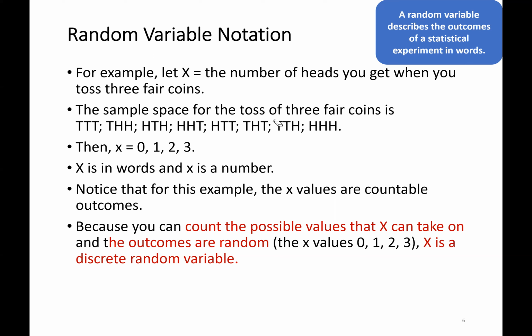Notice that for this example, the x values are countable outcomes, discrete, because you can count the possible values that capital X can take on, and the outcomes are random. The little x values 0, 1, 2, 3: capital X is a discrete random variable. Discrete because you count the number of times you get that outcome. Random because flipping a fair coin, getting a head or tail, is a completely random experiment. As long as it's fair, you have the same chance of getting a head as you do getting a tail.